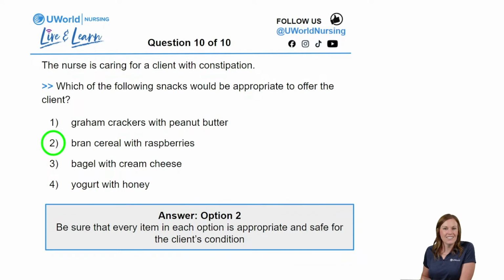All right, so our correct answer is option 2, bran cereal with raspberries. So again, when we're seeing these food options, make sure that everything in the option choice is appropriate for the condition. All of these options have 2 food choices, so make sure both of them check the box for what you're looking for. In this case with constipation, we're looking for high fiber foods, so that would definitely be bran and also fruit. Those are going to help with our constipation.